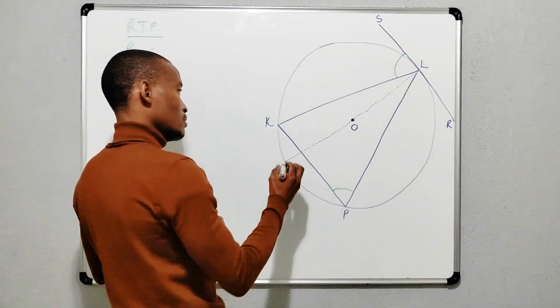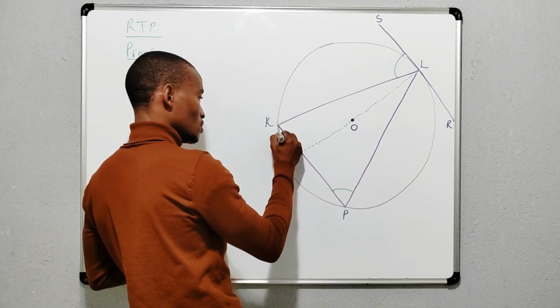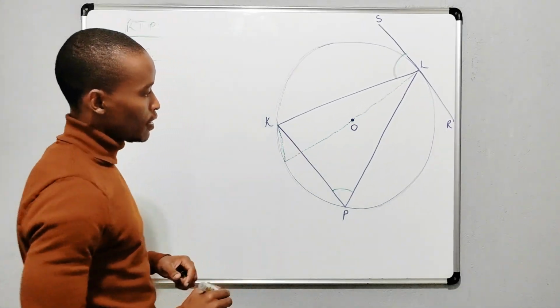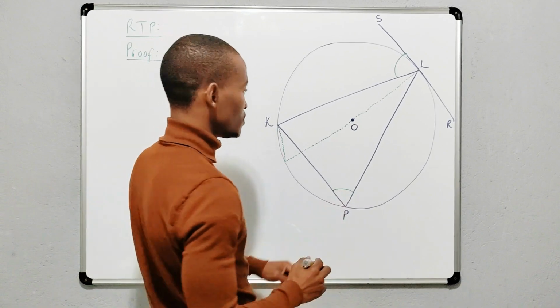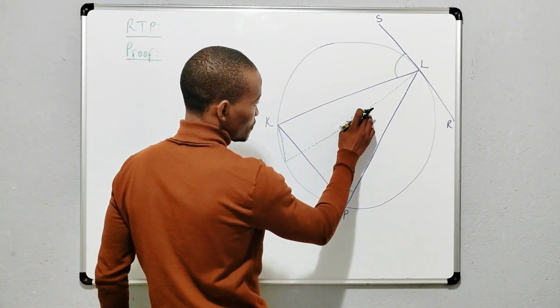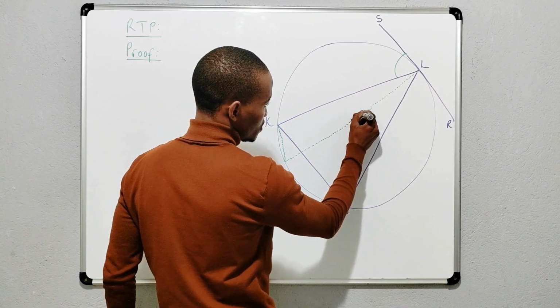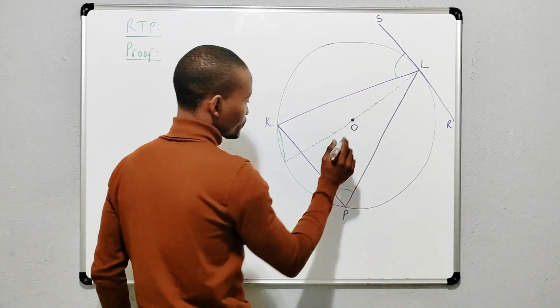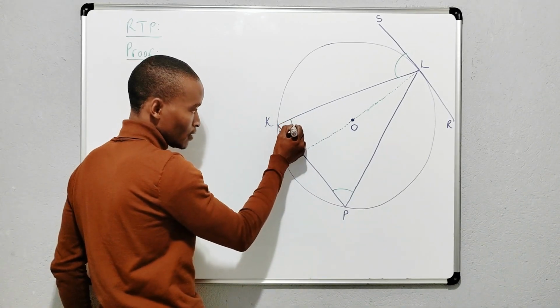Okay, and then we link it to the chord KL that subtends this angle that we're working with. Okay, let me just fix it there. It should be a straight line. Okay, what do we know about that angle?